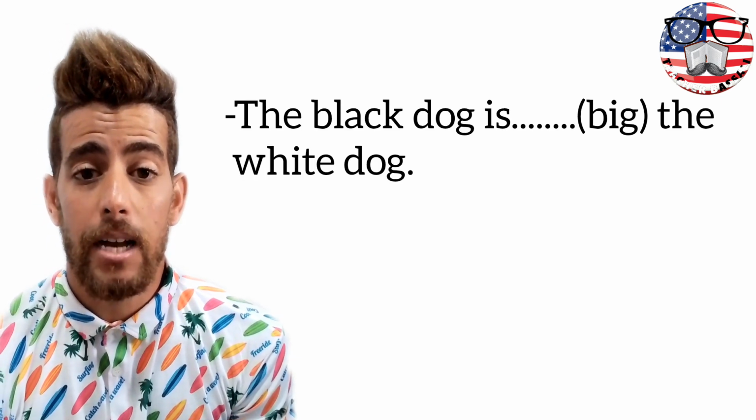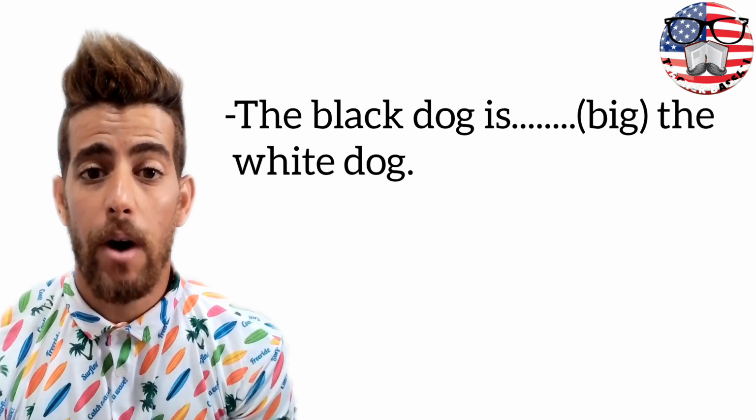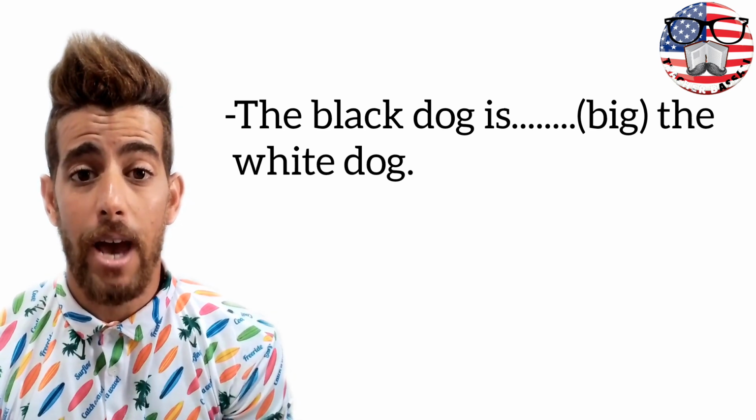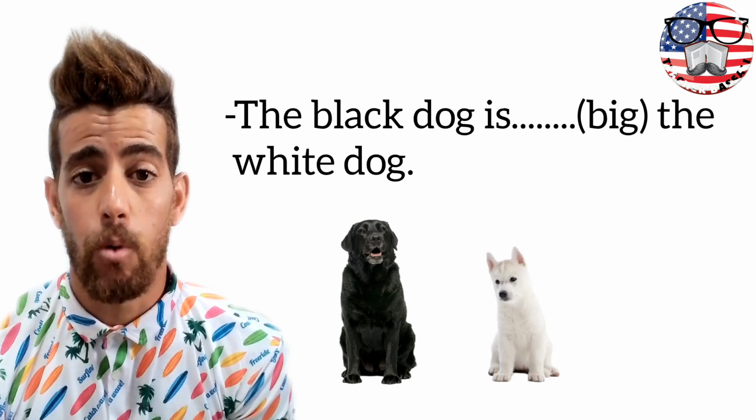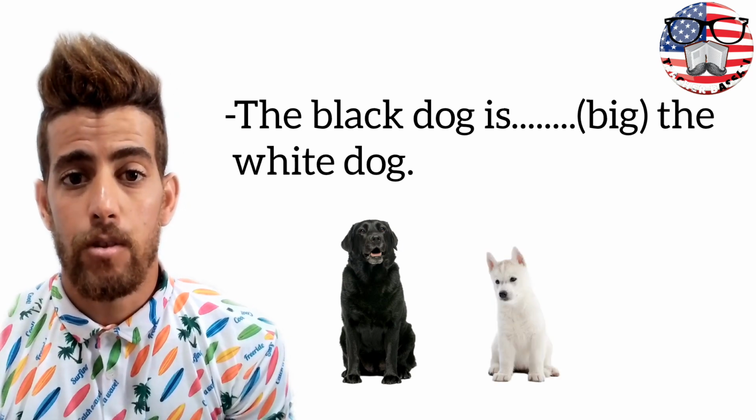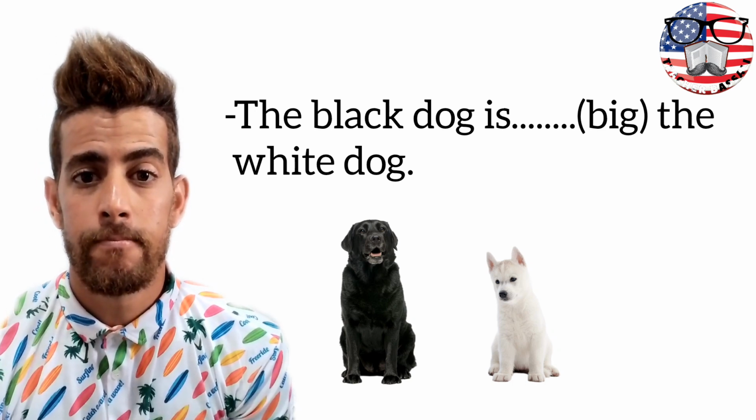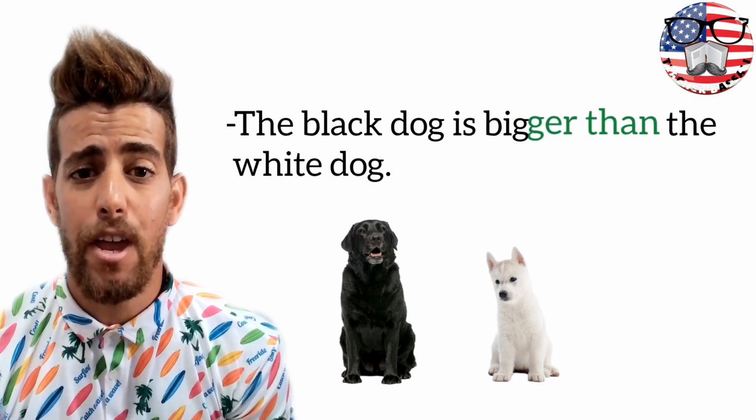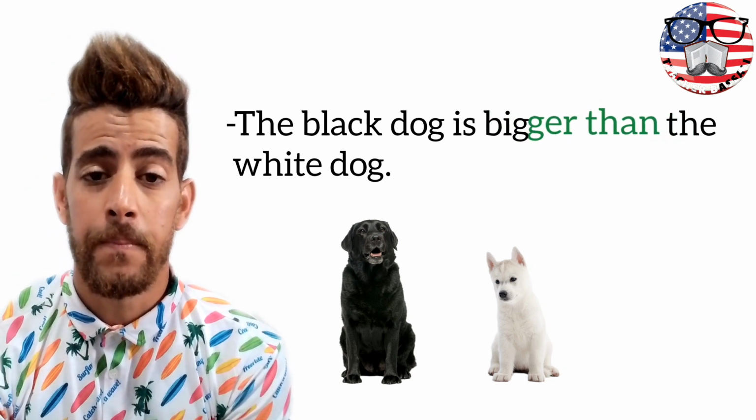Now let's move to the next exercise. The black dog is big. The white dog. I want you to think about how many dogs do we have here. We have two dogs, the black and the white. So the black dog is bigger than the white dog. Very good. The black dog is bigger than the white dog.